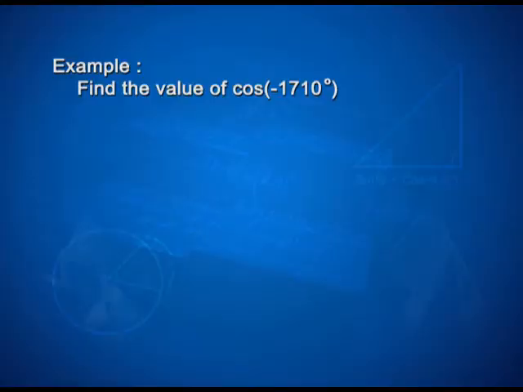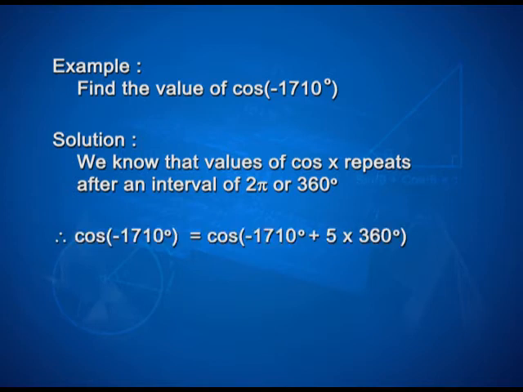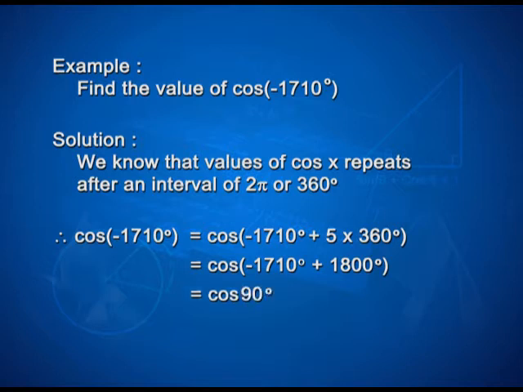One more example. Find the value of cos minus 1710 degrees. Solution: we know that values of cos x repeats after an interval of 2 pi or 360 degrees. Therefore, cos of minus 1710 degrees can be written as cos of minus 1710 plus 1800. This on simplification gives us cos 90 degrees, that is obviously 0.